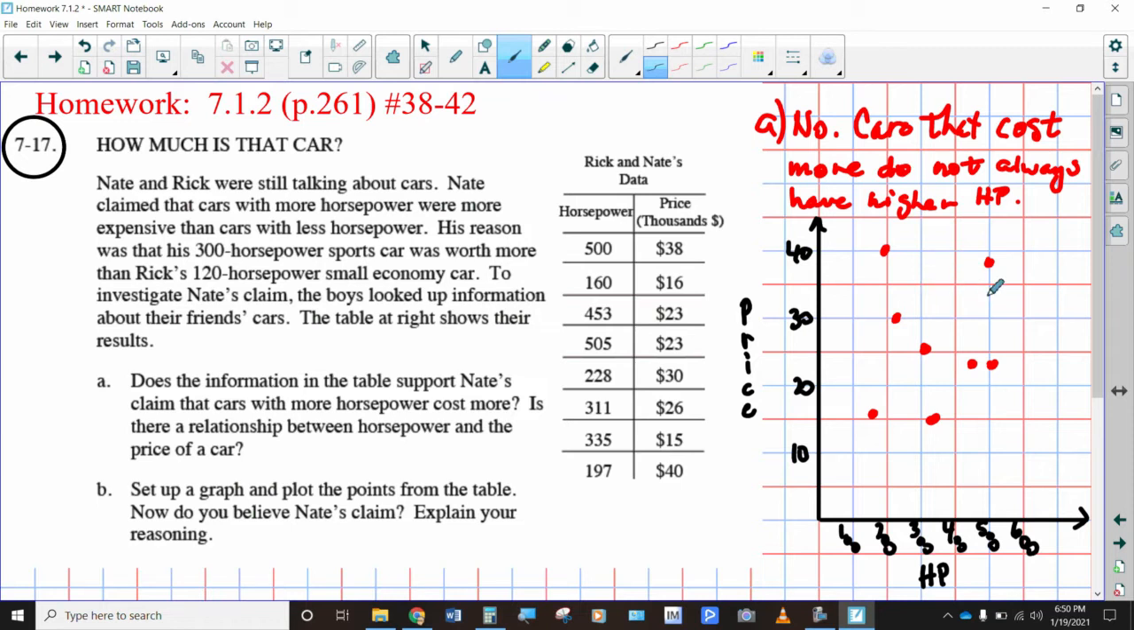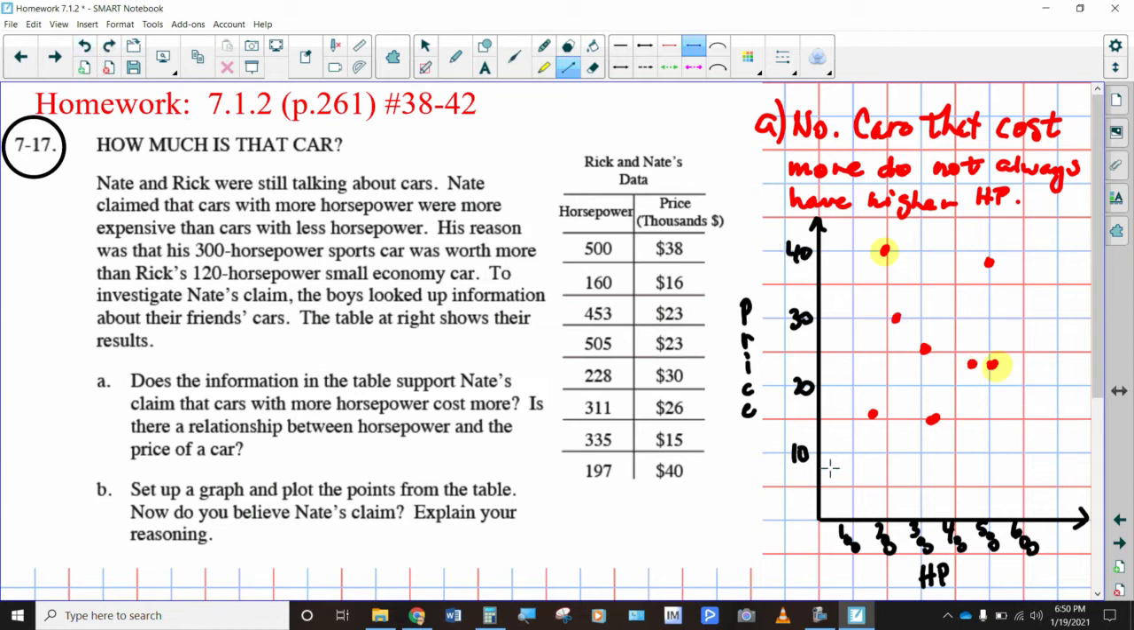Where would be something with a high horsepower, like this one right there? That's not really an expensive car. This one's got a much lower horsepower, but it costs a lot more money, okay? So in this situation, we are seeing that there doesn't really appear to be a strong correlation. Would you say that a line of best fit could go through here? Because that would suggest that the higher the horsepower, the lower the price. That doesn't make any sense.